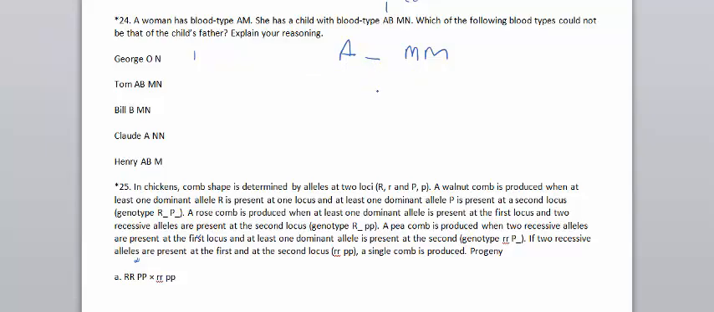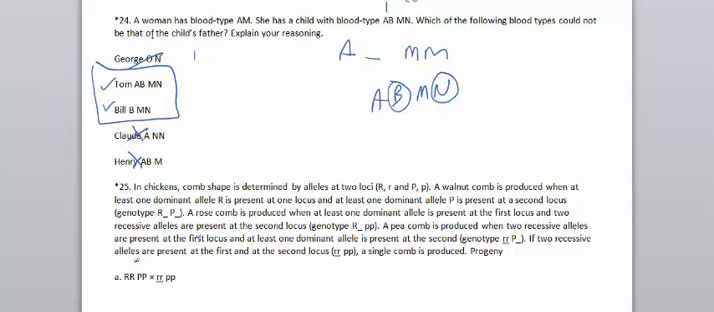The child has A, B, M, N. I think the best way to figure this out is that they had to get the B and the N from a parent, from the father. So George doesn't have a B, so it can't be him. Tom has a B and an N, so it could be him. Bill has a B and an N, so it could be him. Claude does not have a B, so it can't be him. Henry has a B but no N, so it can't be him. So it's got to be one of these 2. So you can't rule them out.